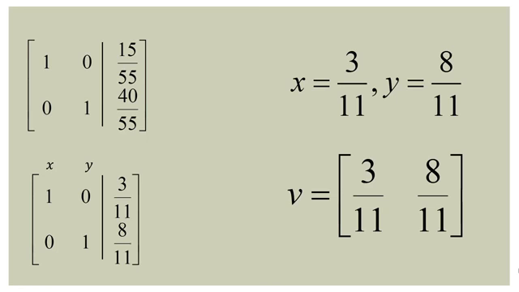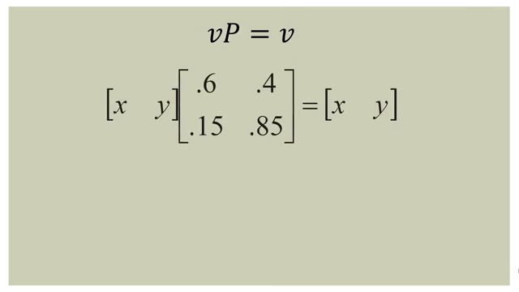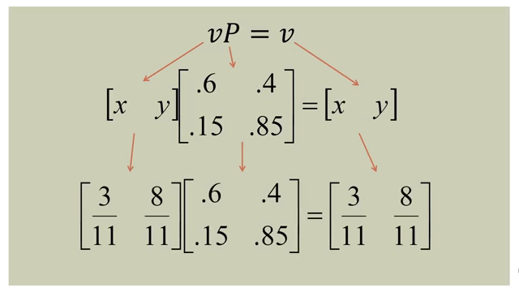So let's make some sense out of this before we go. Remember, this is our initial little equation we were working with. V times P equals V. So V is our steady state vector, P is our transition matrix, and we multiply those together, we get V in return. So remember, this is why we set it up when we didn't know what the steady state vector was. But now we can. So we found our answer. Our steady state vector is 3/11 for x and 8/11 for y.